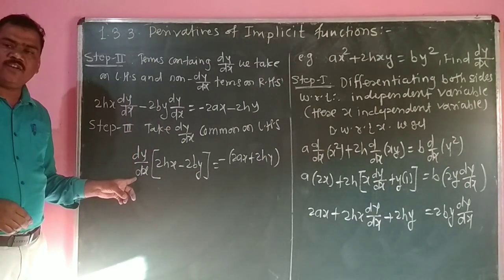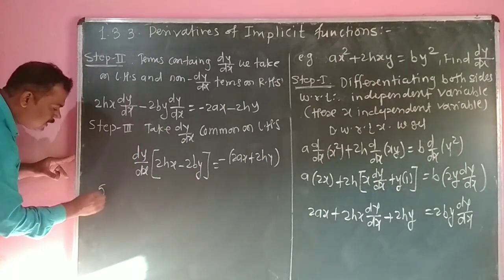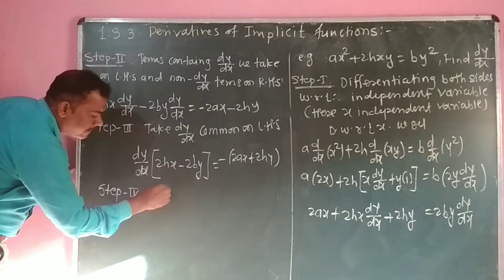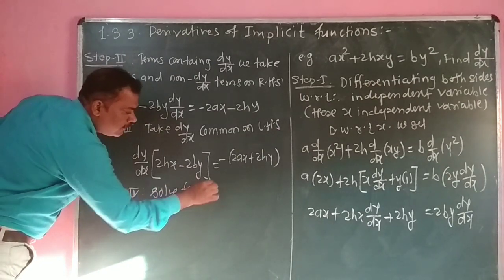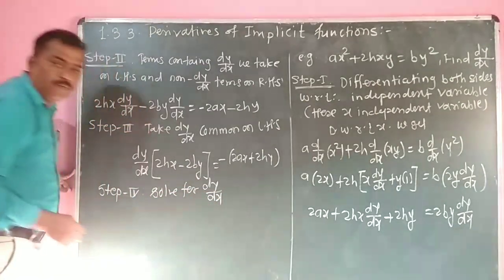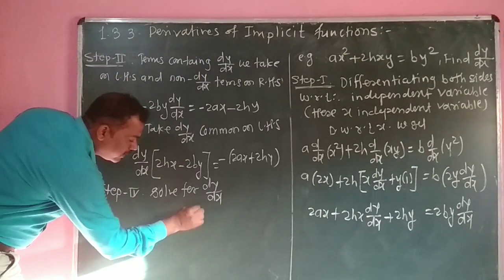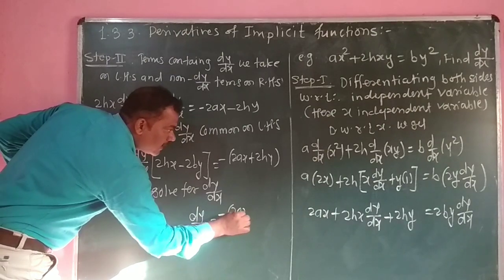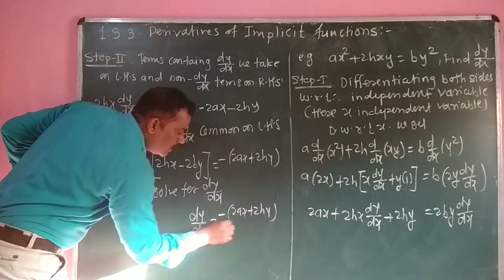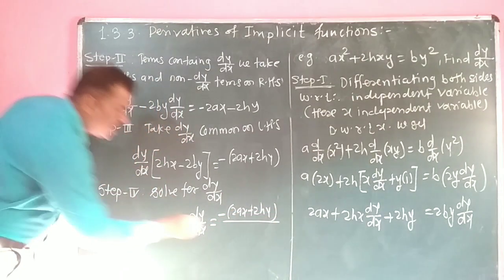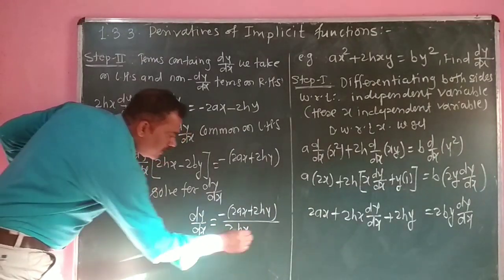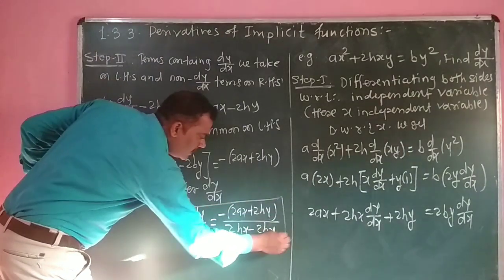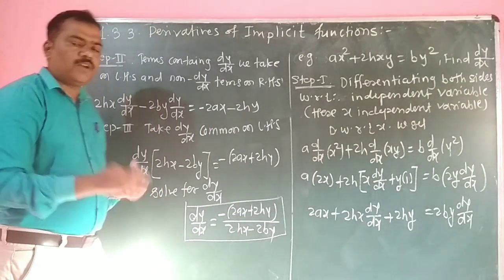Now we have to find the value of dy/dx, so step number 4, solve for dy/dx. It means we have to find the value of dy/dx, so that we get dy/dx is equal to minus (2ax plus 2hy) divided by, here also, 2hx minus 2by. Okay, that is how we get dy/dx. Simplification is what we want.